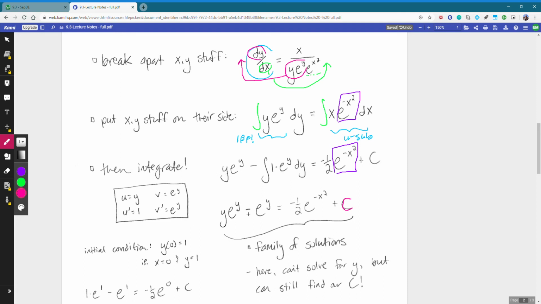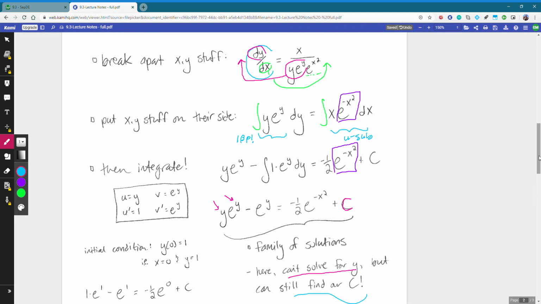And so here we have a family of solutions. For each c that we want to pop in here, any constant, this equation here implicitly defines a solution curve to our differential equation. And it turns out that since we have y's in the exponent and on the ground floor, we can't solve for y in this situation. But in terms of solving our initial value problem, we can still find our constant c that makes that happen.